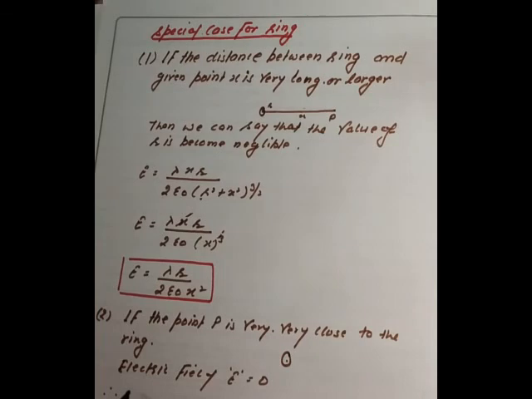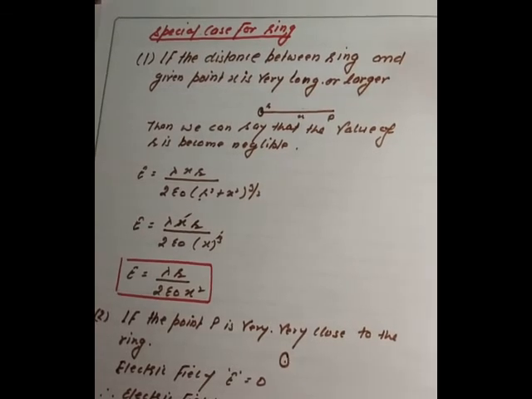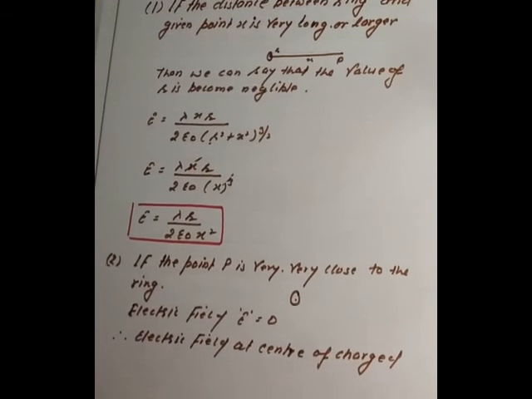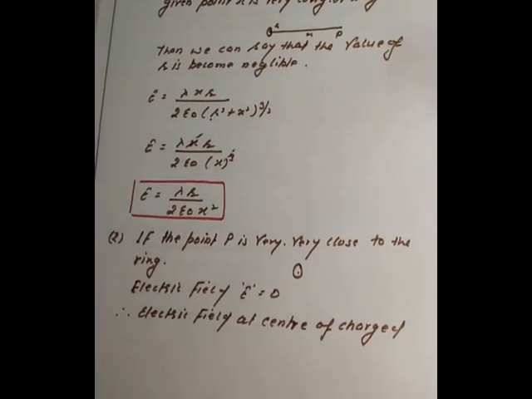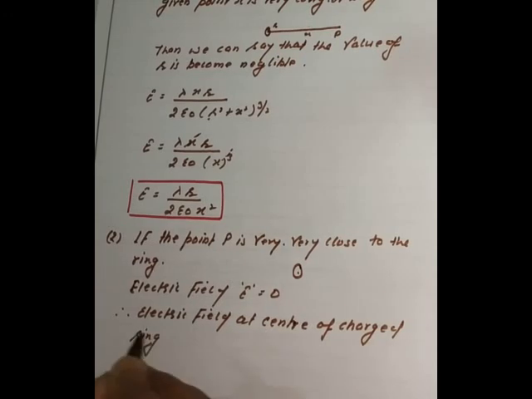Therefore, electric field at the center of a charged ring is 0.